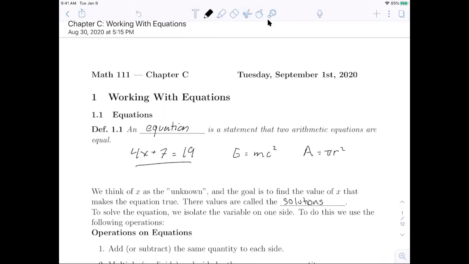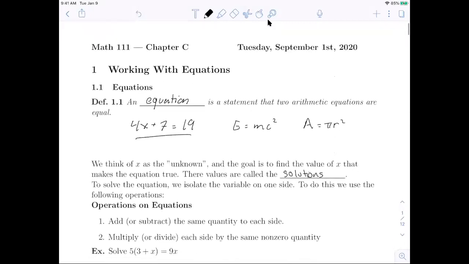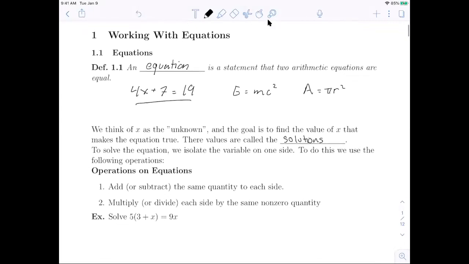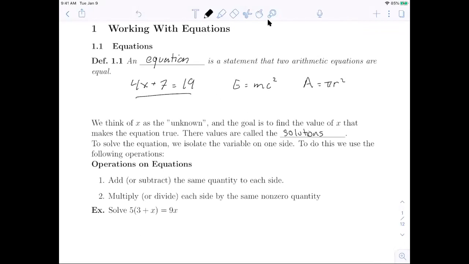Okay? Our main strategy for solving an equation is to isolate the variable onto one side. And we do this either by adding or subtracting the same quantity to each side. It's an equation, they have to be equal. So what I do to one side, I have to do to the other.